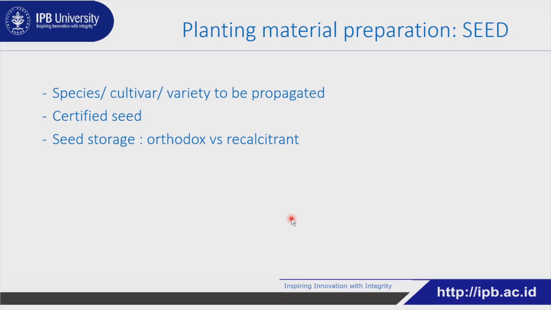And this is the preparation if we have seed as our planting material. We need to check the species or the cultivar variety to be propagated. We should know about that, because in the seedling stage, sometimes they look just the same. And then, if possible, we should also use certified seed. What is certified seed? We will talk about it later in the next meeting.